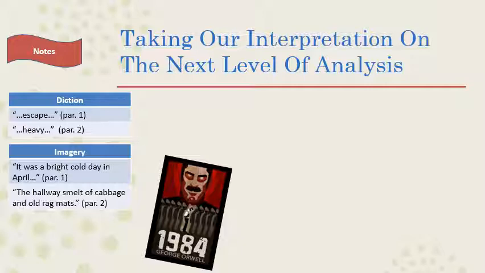These four examples that I started with on my web: the escape for diction, heavy for diction, for imagery, the bright cold day in April, and the hallway smelling of cabbage and old rag mats. So we start there, and I go on to this word bleak, right? All four of these things that I've noticed are helping to create this bleak world of 1984.